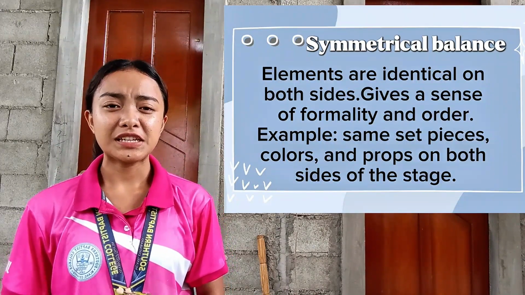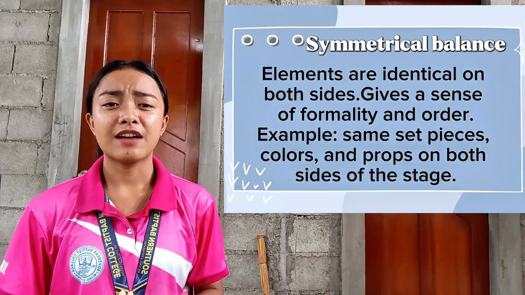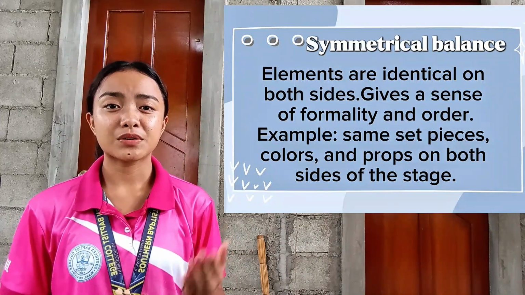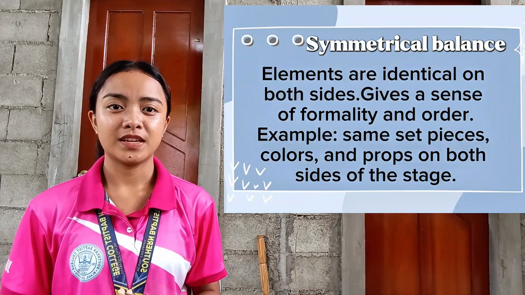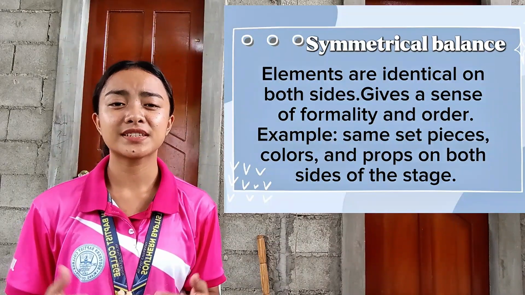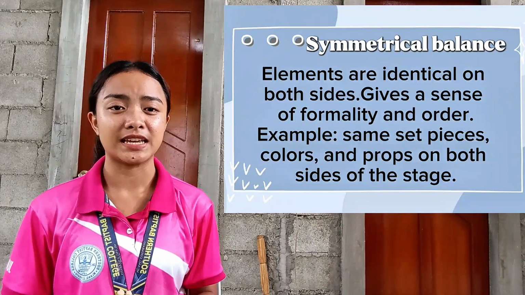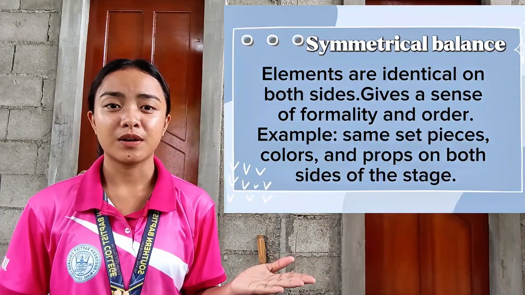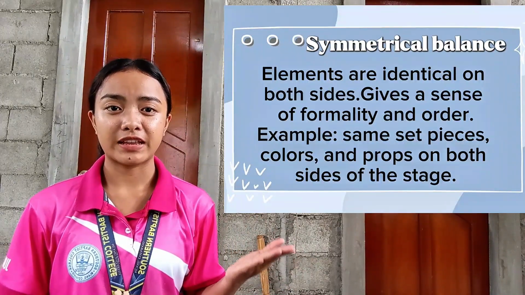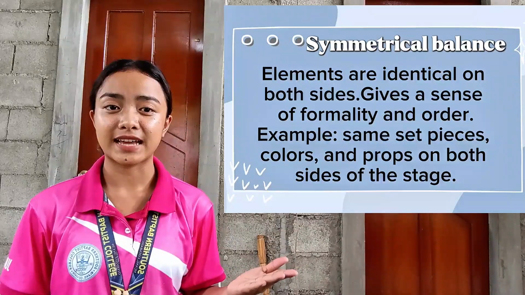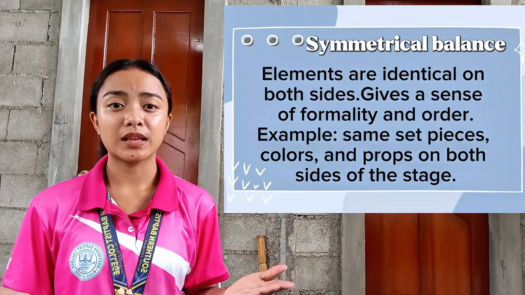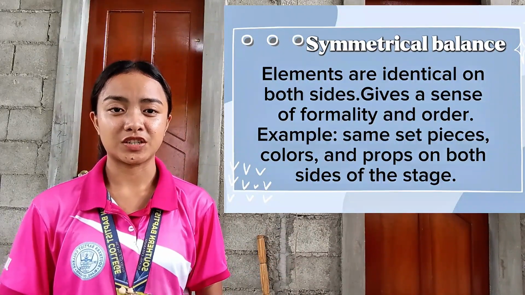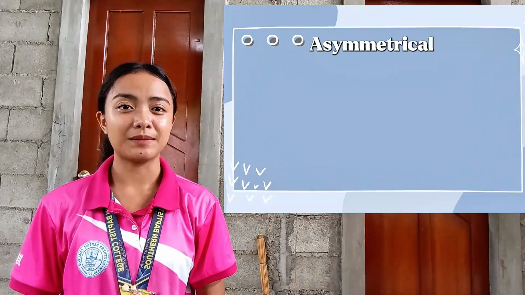So symmetrical balance is where everything on the right side mirrors what's on the left side. So this type of balance gives a sense of formality and stability. For example, if there's a chair and lamp on the right side, the same items will appear in the same position on the left side. So second balance, which is the asymmetrical balance.